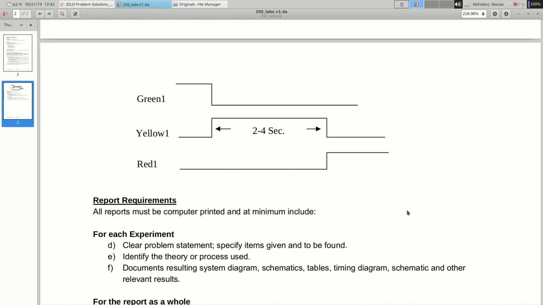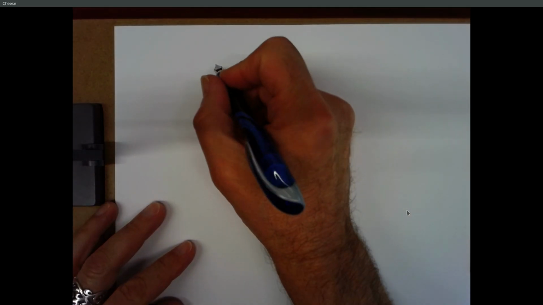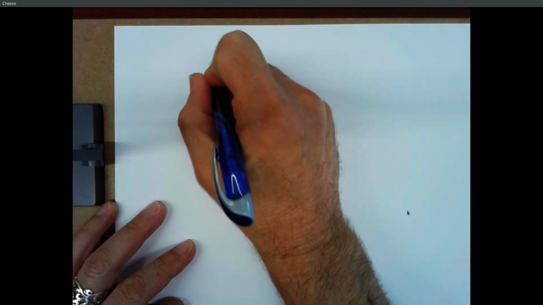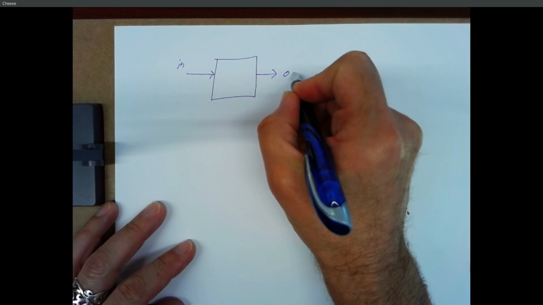Okay, so let's talk about experiment 1 first, because that's going to be a big piece of experiment 2. So experiment 1 is a delay circuit. And it should be a 2-second delay. What does this do? Let's look at a system diagram. We've got an input, you've got an output.